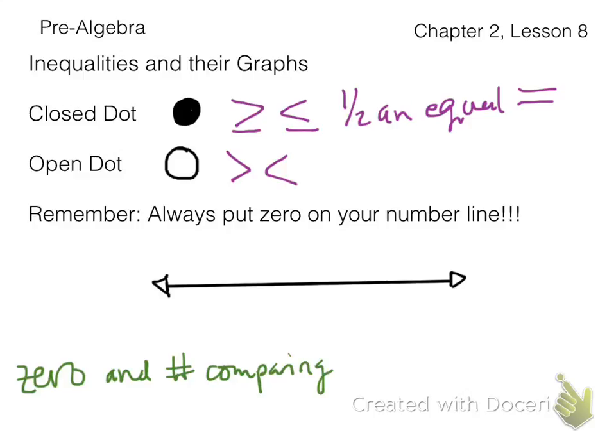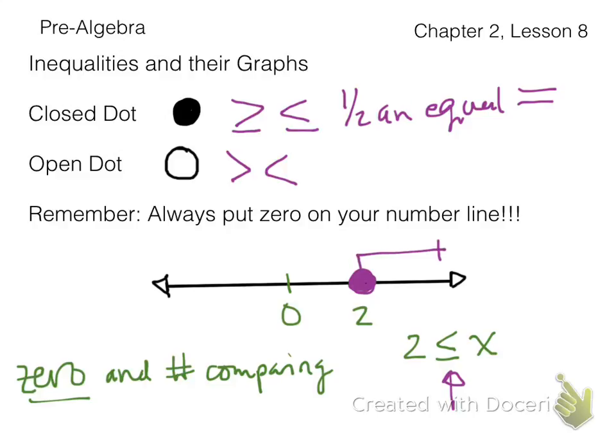So if I had 2 is less than or equal to x, I'm going to put 0 because I have to have 0. I'm going to put the number 2, and 2 is on the right side of 0 because it's positive, it's greater than 0. You don't have to use another color when you're graphing, but I'm going to. It's going to be a closed dot because it has the half equal sign. And I have to represent all of the numbers that are greater than 2, because x is greater than or equal to 2.